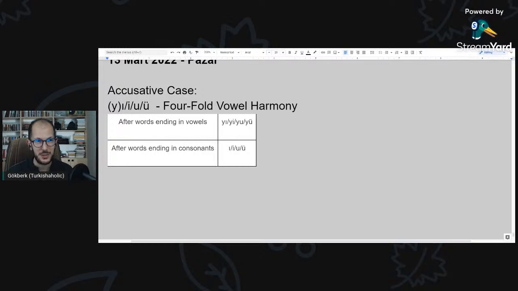So you have to focus, when you're attaching the case marker, on back, front, and rounded, unrounded. Okay. So for example, if we want to say araba.